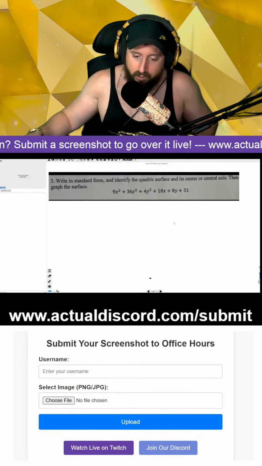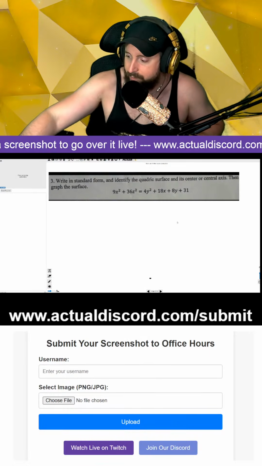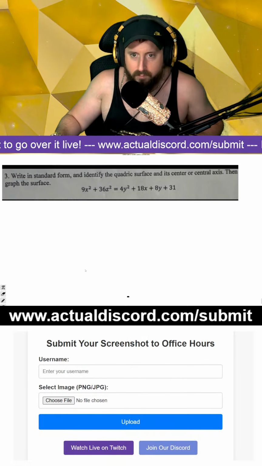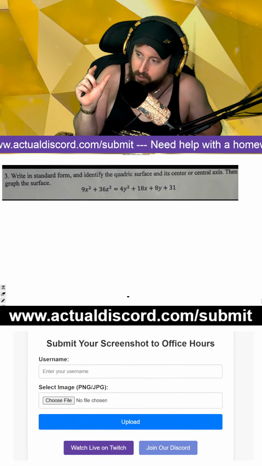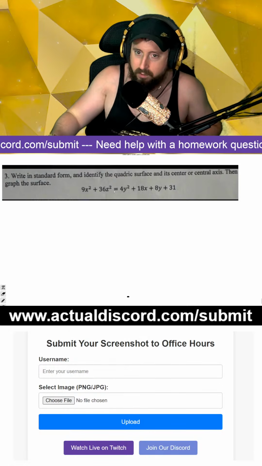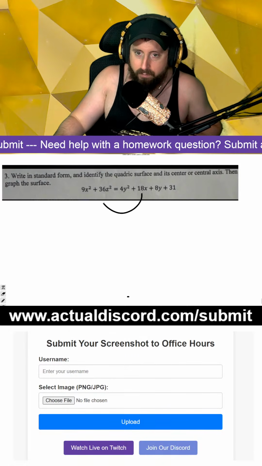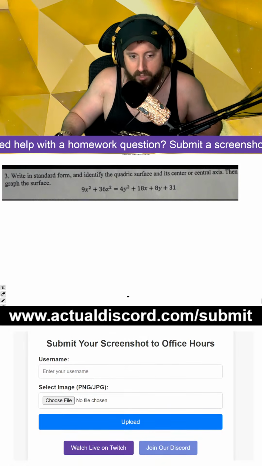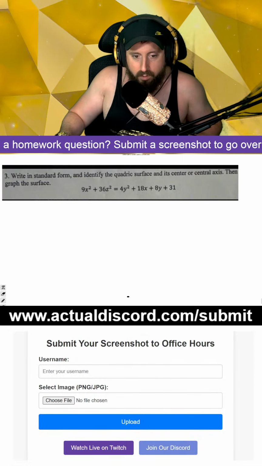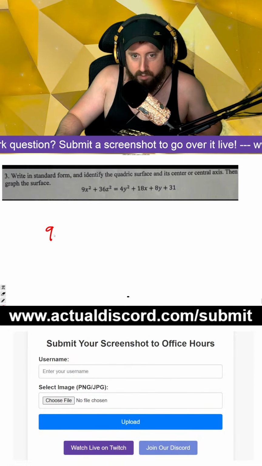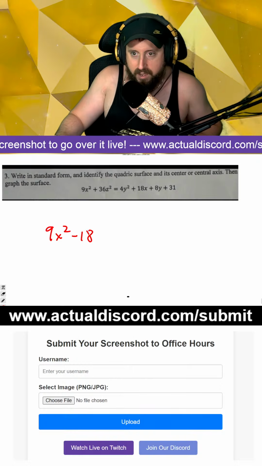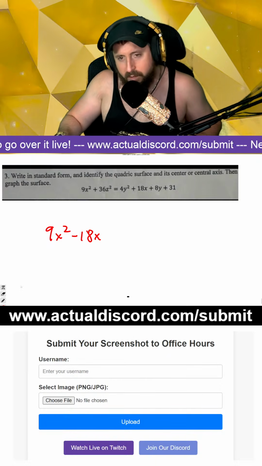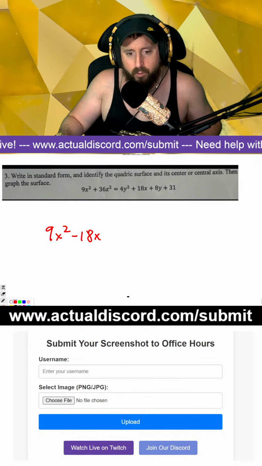Okay, so let's see what Odin asked here for this one. My goal usually is to get... I think you have to complete the square 3 times is what you have to do here. I'm going to group all the terms together. So let's group all the x terms together. So that's going to be 9x squared minus 18x. Nothing else. Where's our y term?